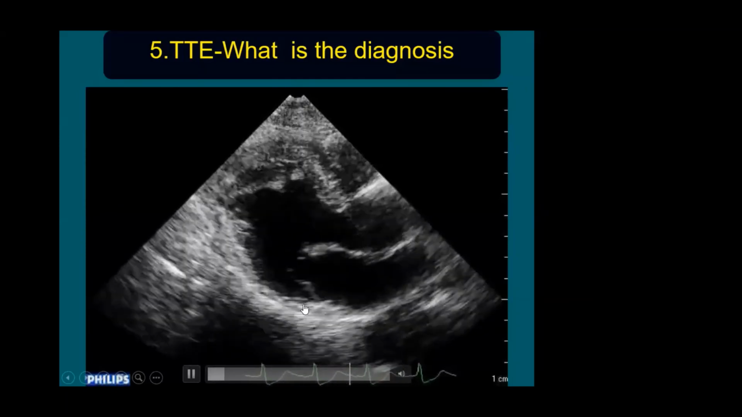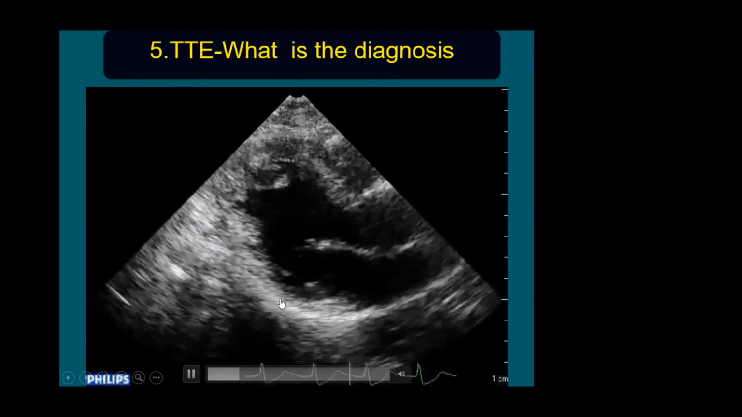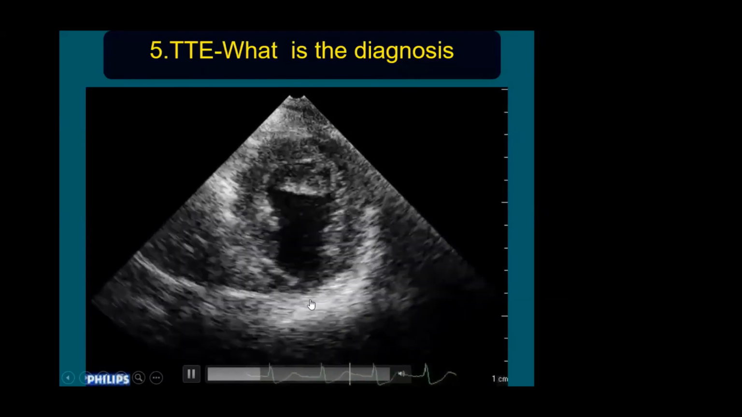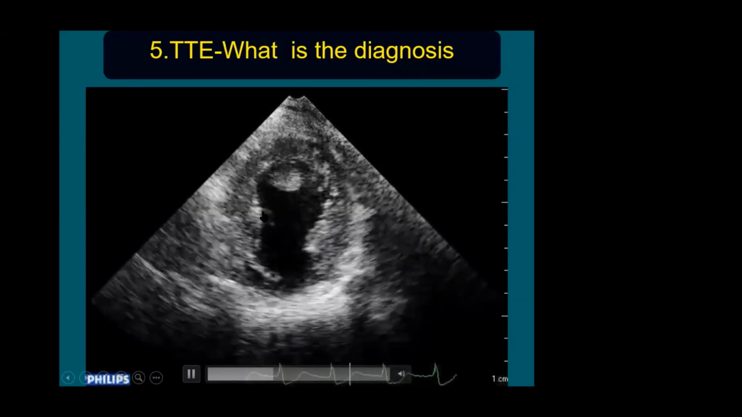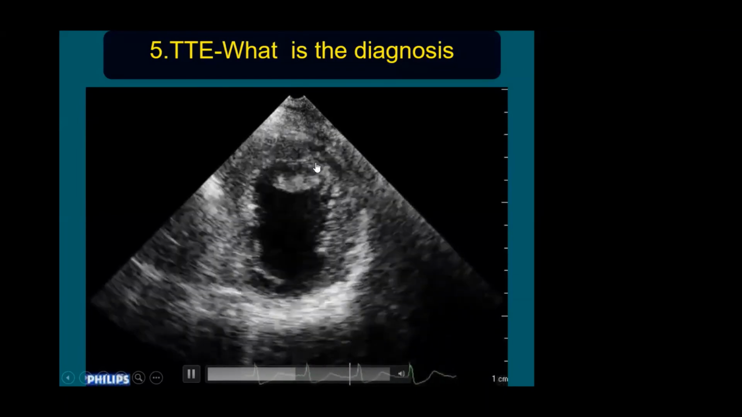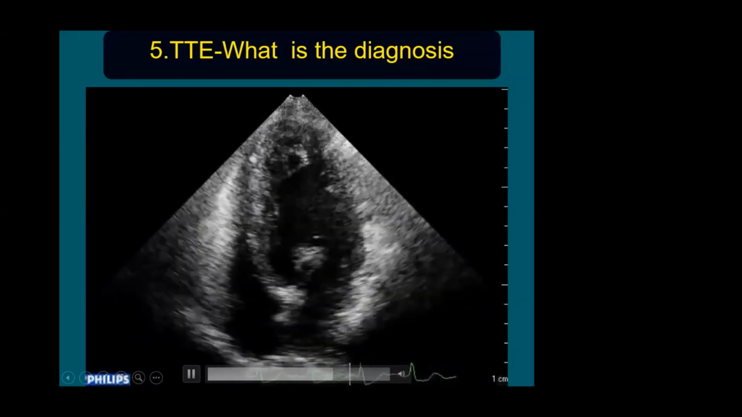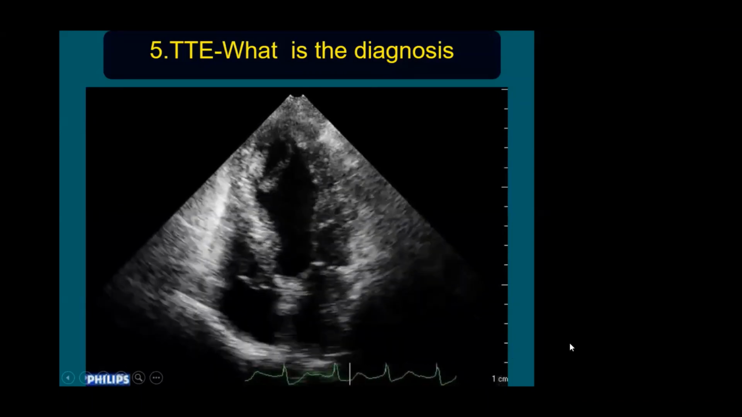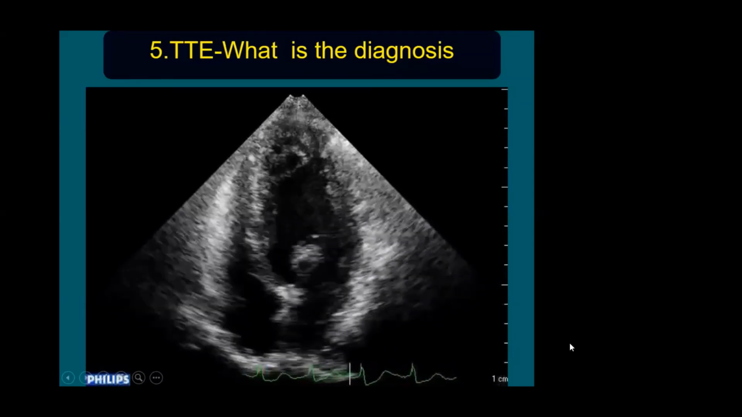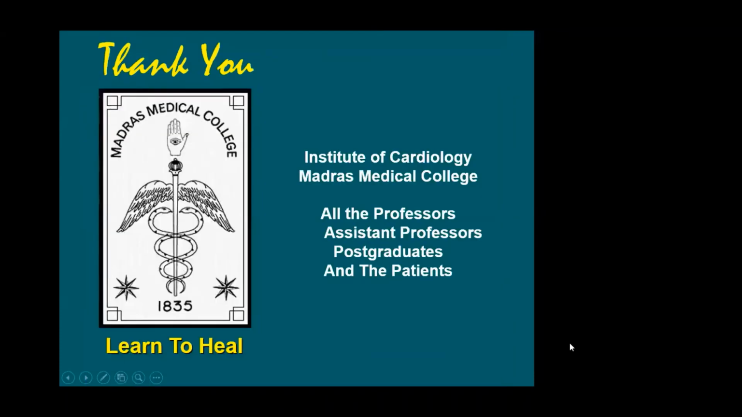There is wall motion abnormality of the LV posterior wall also. This is due to an old inferior wall infarction. So this is an old inferior wall infarction, anterior wall myocardial infarction with masses inside the left ventricle. The nature of the mass is a thrombus. So you can give yourself a test and assess how much you have learned from the webinar.